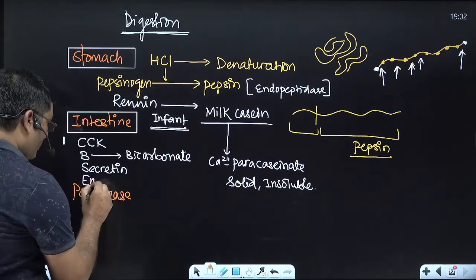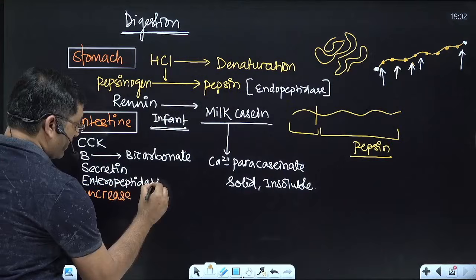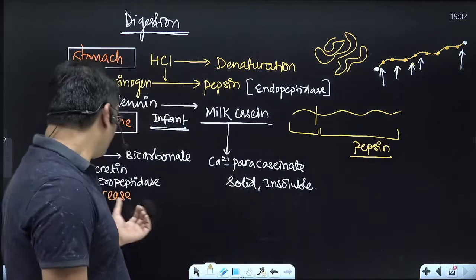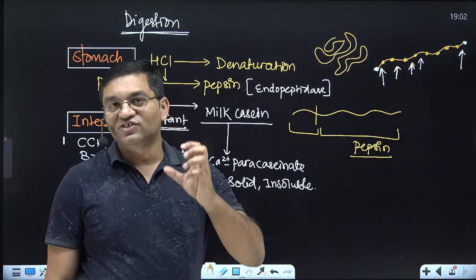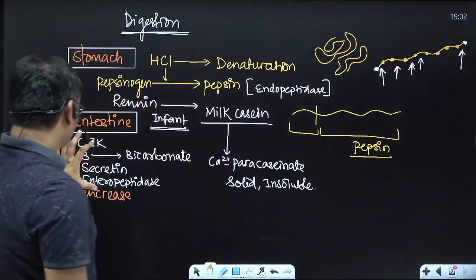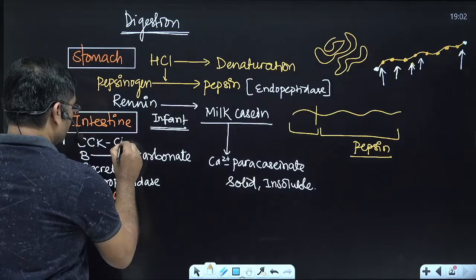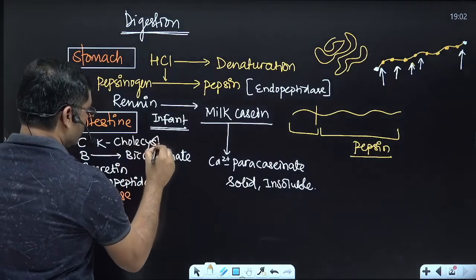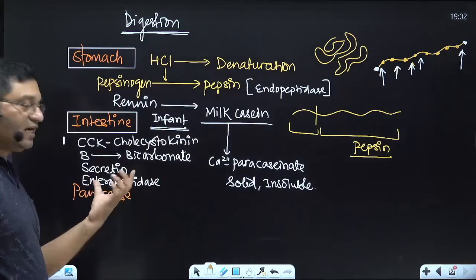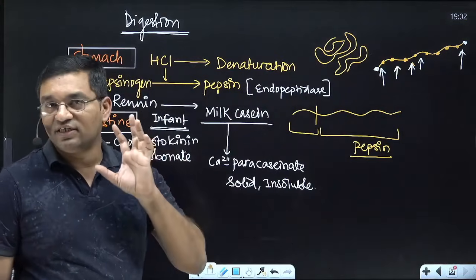And enteropeptidase or enterokinase is released from the mucosal cells of the intestine, and it particularly activates the trypsinogen. It converts trypsinogen into trypsin. So the role of these enzymes is very, very important. Cholecystokinin, bicarbonate, secretin and enteropeptidase or enterokinase. These are the important enzymes secreted by the intestinal cells.